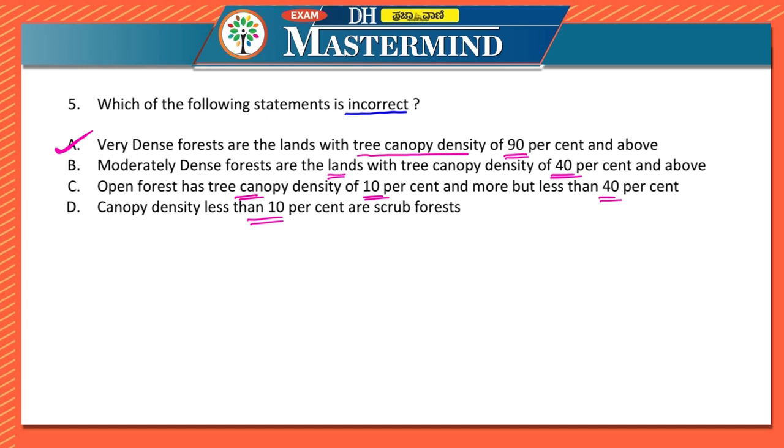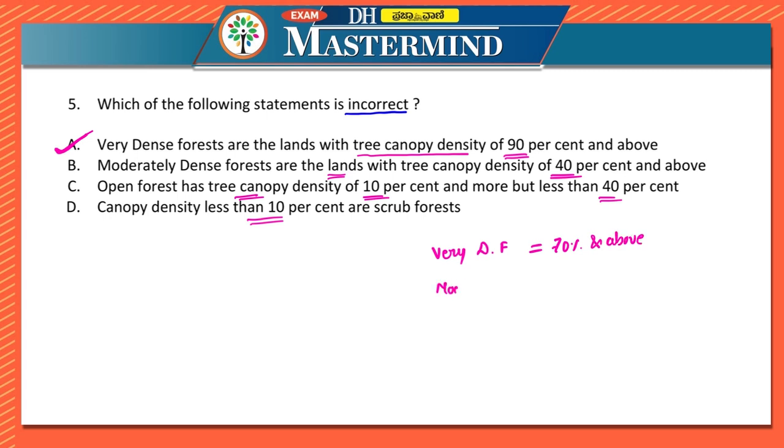So this density is speaking about the cover of that particular forest, that is forest cover, that is all the lands which are having trees more than 1 hectare in an area with a tree canopy density of more than 10%, irrespective of ownership, can be called as forest cover. In that there are different types. That is, first one is very dense forest, that is tree canopy density of 70% and above. It is not 90%, it is 70% and above.